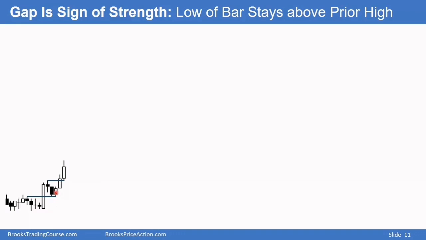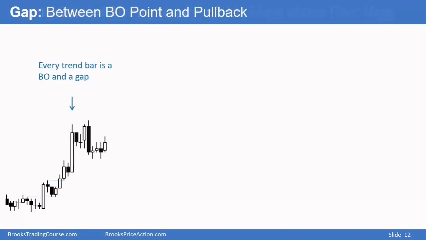This is probably a bull flag. The market probably is going at least a little bit higher, which it did. Every trend bar is a breakout. Every trend bar is a buy climax. Every trend bar is a gap.